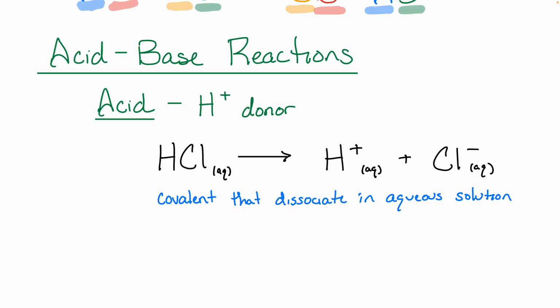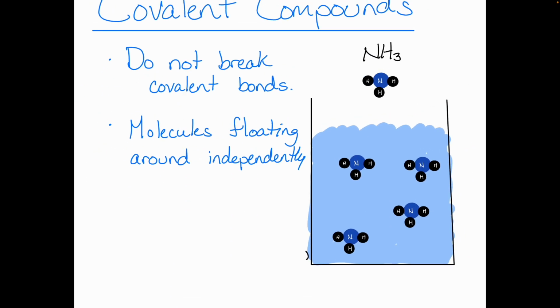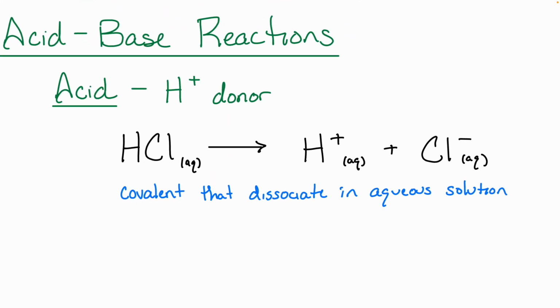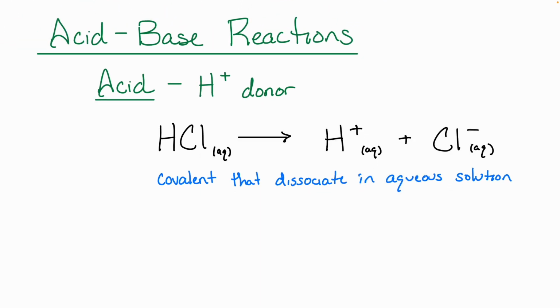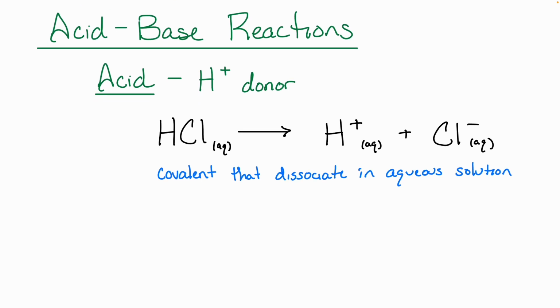All right, we spent a lot of time last class talking about what these solutions look like. And we said ionic compounds dissociate in solution. But we made a point to bend over backwards to say covalent compounds do not. Covalent bonds don't break when you make a solution with them. All right, acids are the exception to that rule. An acid is a covalent compound, but a covalent compound that will dissociate in aqueous solution. We call it an H+ donor because it's going to shed this H+ ion, this hydrogen ion.